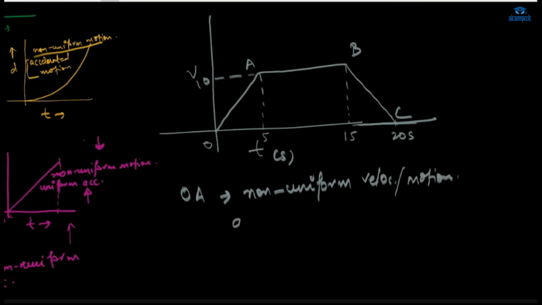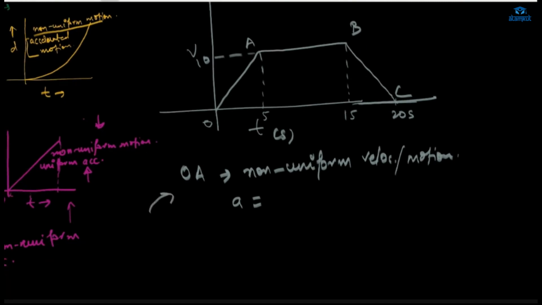Ma'am, I just want to ask a question. How is it non-uniform in this section, from O to A, not the whole? I thought from B to A. No, O to A. I just talked about O to A. Non-uniform velocity or motion.